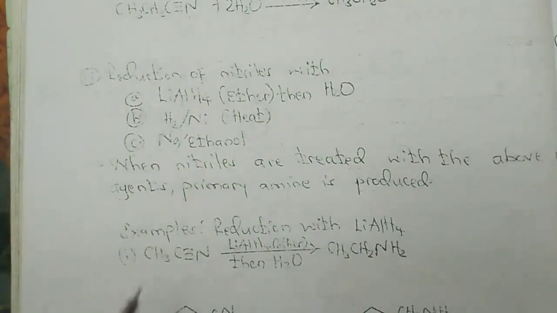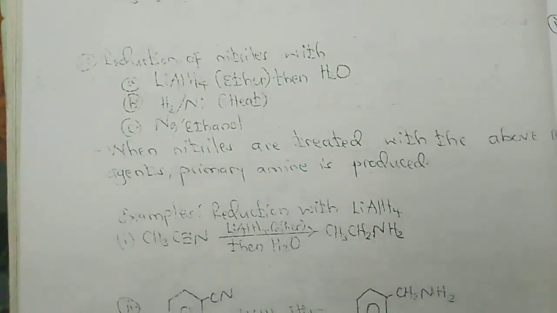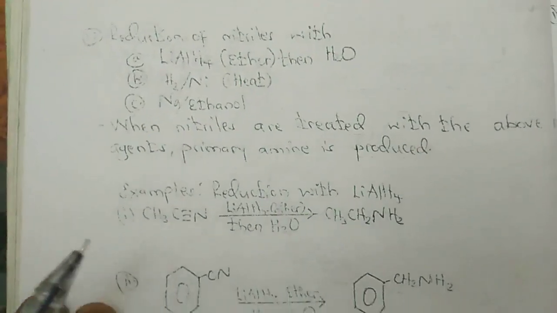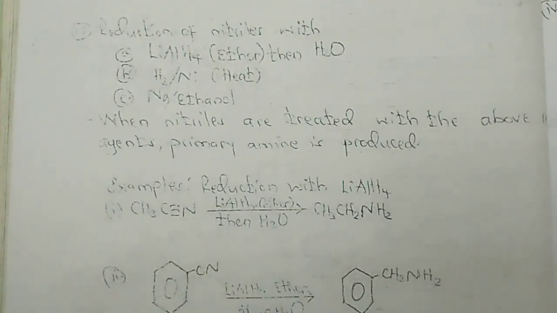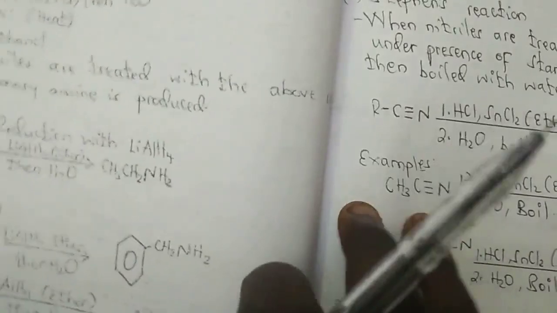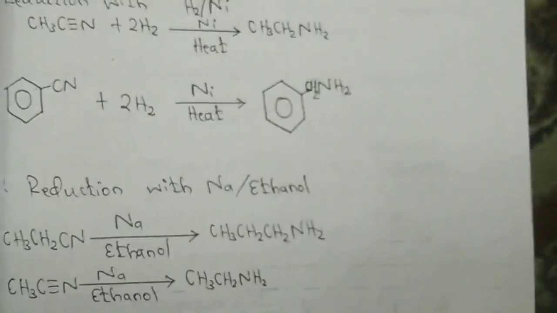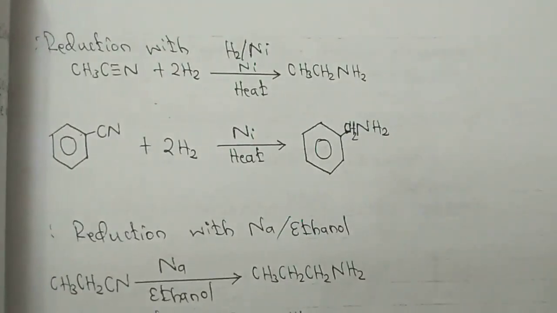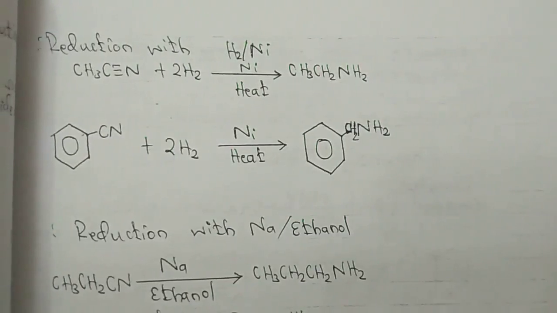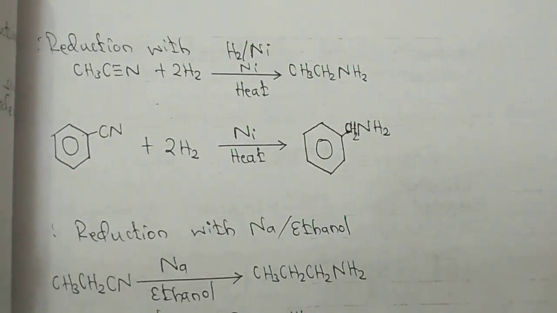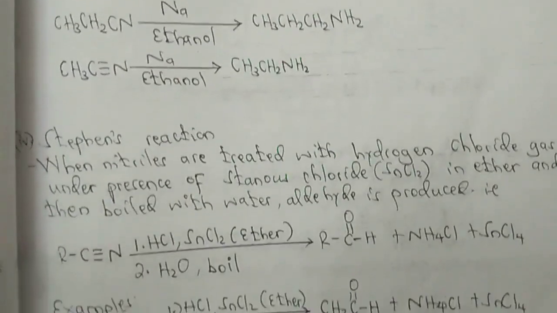Primary amine. So you see that nitrile, when treated with lithium aluminium tetrahydride in the presence of ether and then water, gives the primary amine. Here also we get the primary amine, and here as well. Reduction with hydrogen in the presence of nickel catalyst also gives the primary amine. We will discuss the preparation of amines later. Reduction with sodium in ethanol also gives the same product.